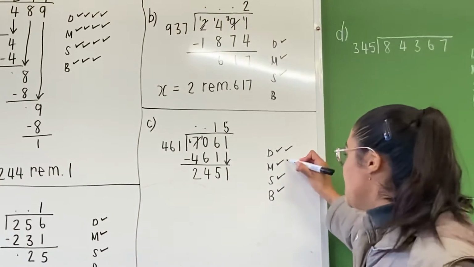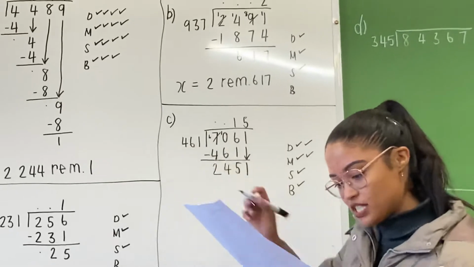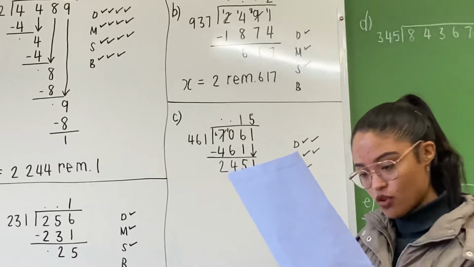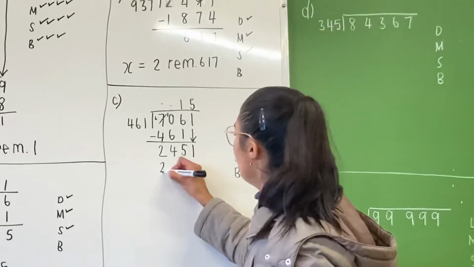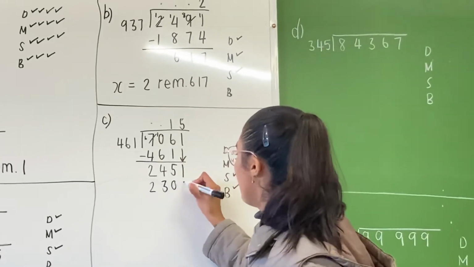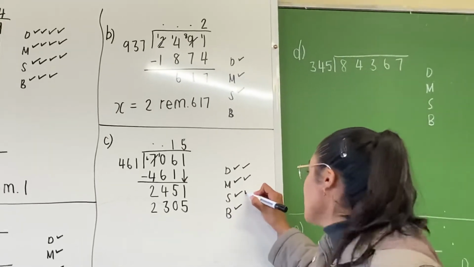Now I've divided, now I multiply. 5 times 461 is 2,305. Did you guys get that? Yes. Right, now I subtract.